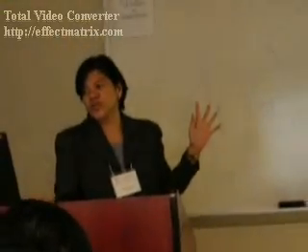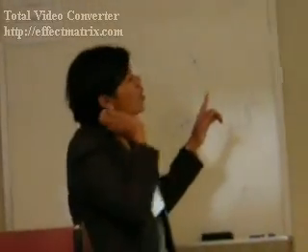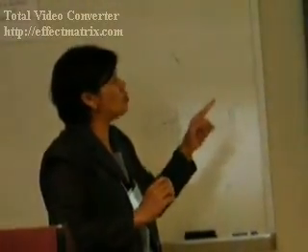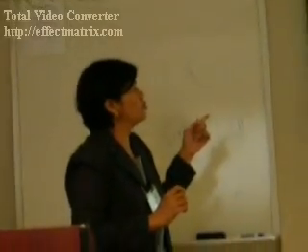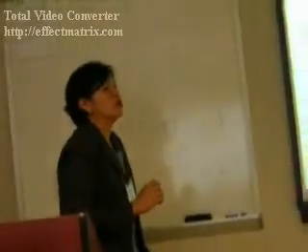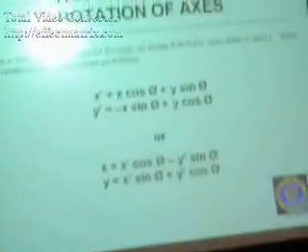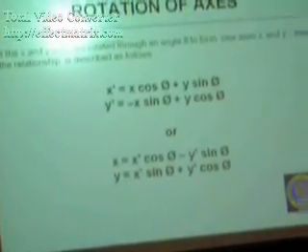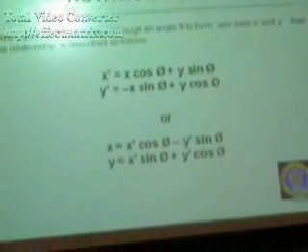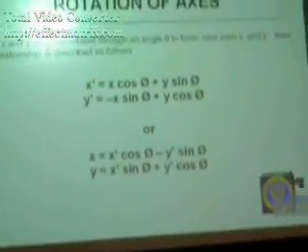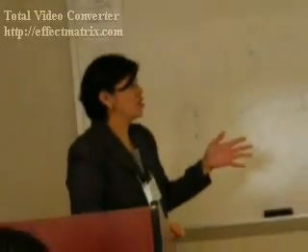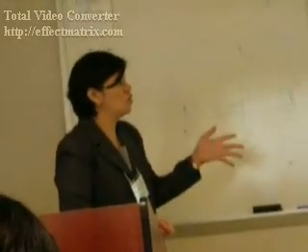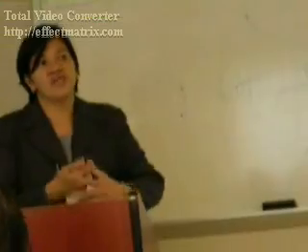And in that case, we could have the coordinates: if the x and y axis are rotated by an angle to form the new axis x prime, y prime, then the relationship is described as follows. We have x prime is equal to x cosine theta plus y sine theta, y prime equal to negative x sine theta plus y cosine theta, or x equal to x prime cosine theta minus y prime sine theta, and y equal to x prime sine theta plus y prime cosine theta.